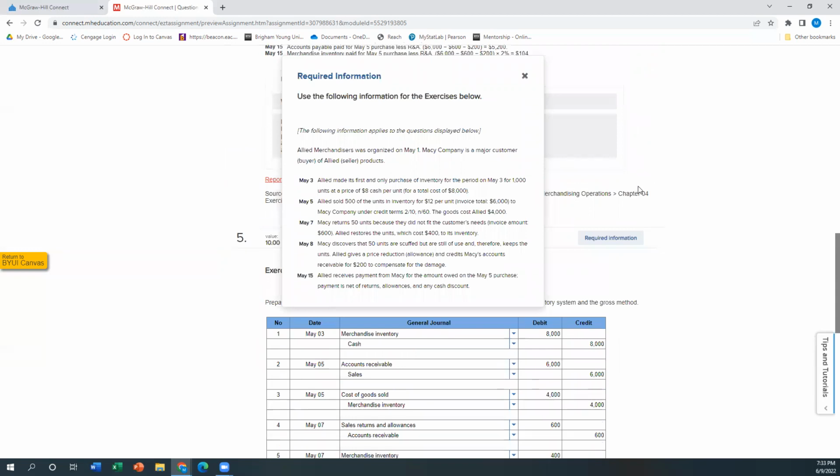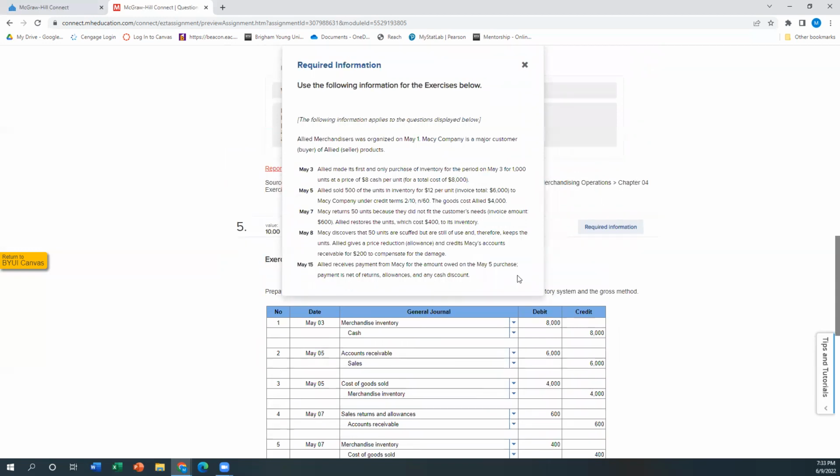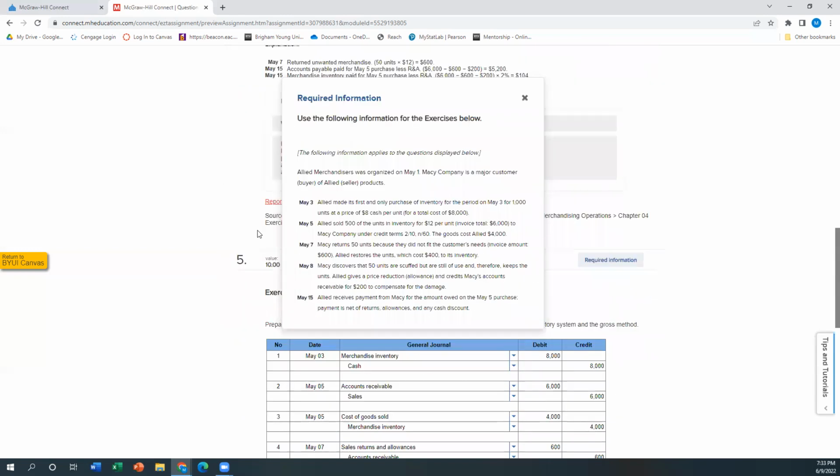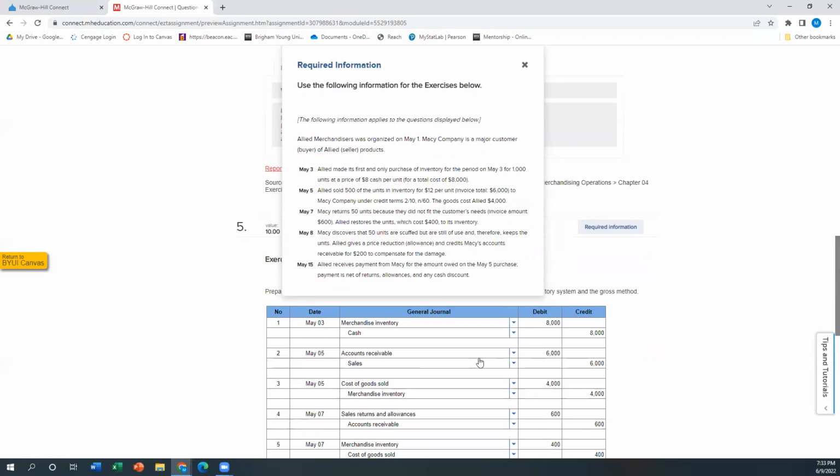So we're doing the entries for Allied on number 5, and Macy on number 4. On May 3rd, Allied makes its first and only purchase of inventory for the period: 1,000 units at a price of $8 for a total cost of $8,000. And it tells us that we're paying cash. So we're just going to debit merchandise inventory, 1,000 times 8 or $8,000, and credit cash. So our inventory assets are going up and our cash assets are going down.